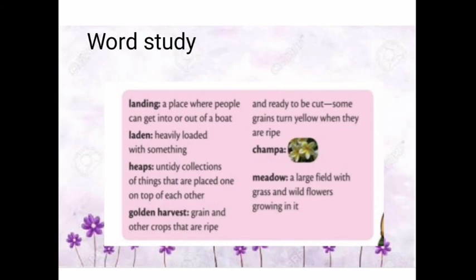Landing: a place where people can get into or out of a boat. Laden: heavily loaded with something. Heaps: an untidy collection of things that are placed one on top of each other. Golden harvest: grain and other crops that are ripe and ready to be cut. Some grains turn yellow when they are ripe. Chamba: it's a type of flower. In the picture, you can clearly see it. Meadow: a large field with grass and wildflowers growing in it.